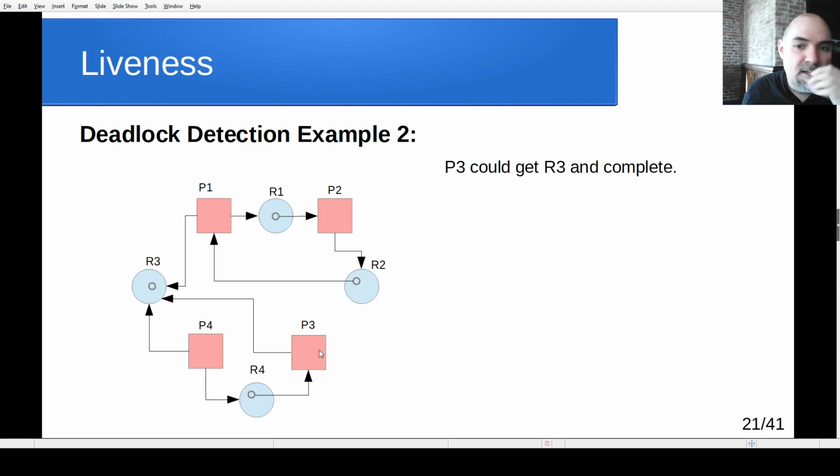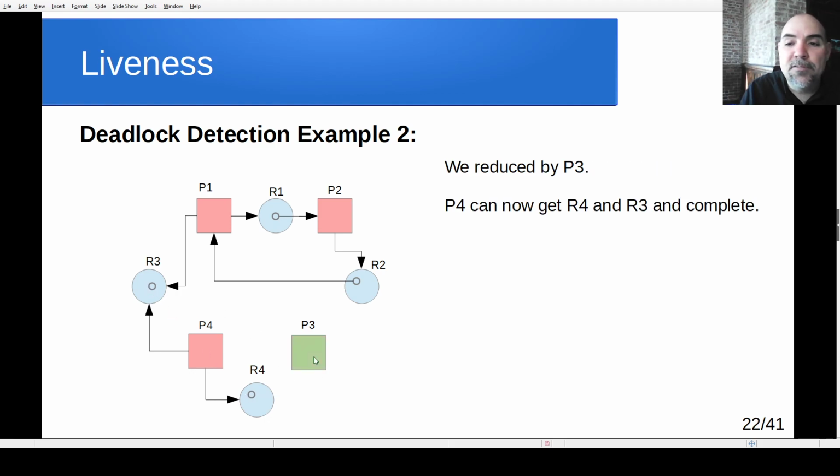All right, let's look at another example here. So here's another example. 4 processes and 4 resources this time. 4 resource types, none of them have more than one. So can any of these complete? Well, P3 is waiting for R3, which is available. So P3 could get that R3, and then he'll have both R4 and R3, which are all that he needs. So he could complete. So let's reduce by that one.